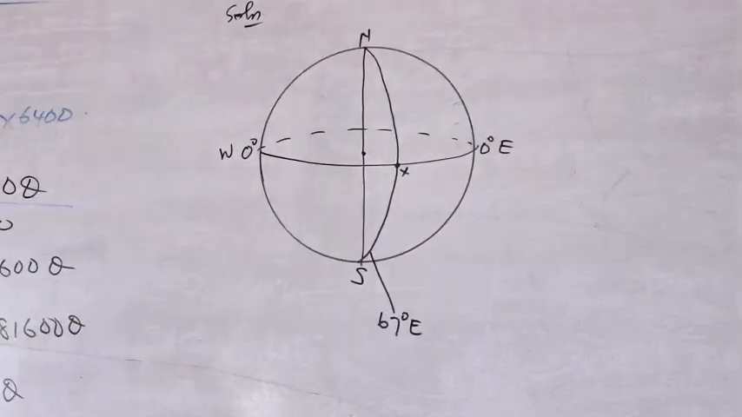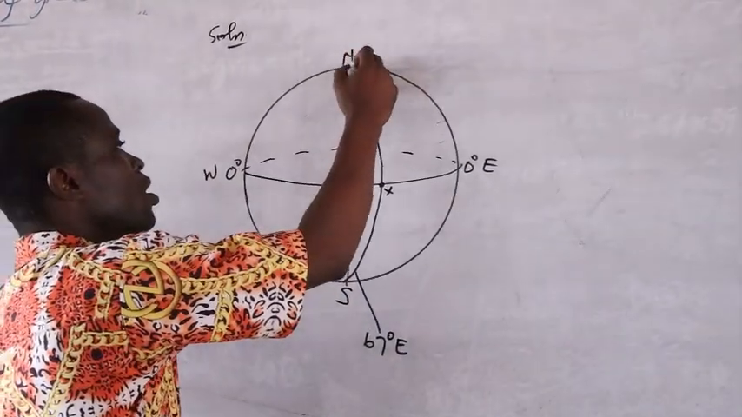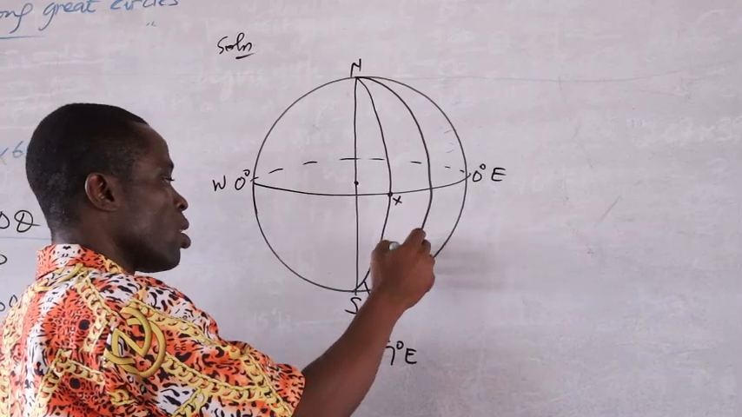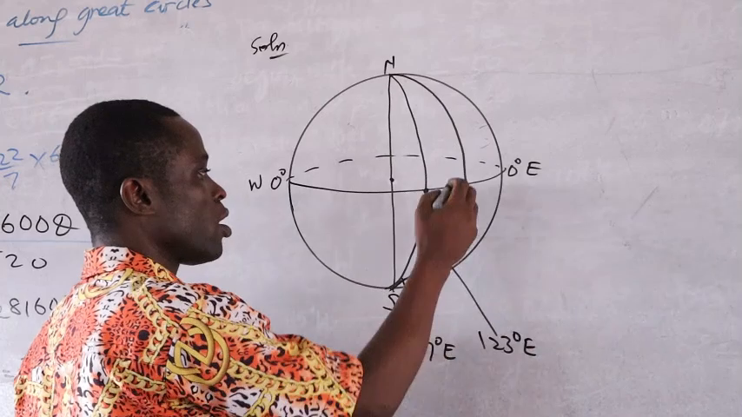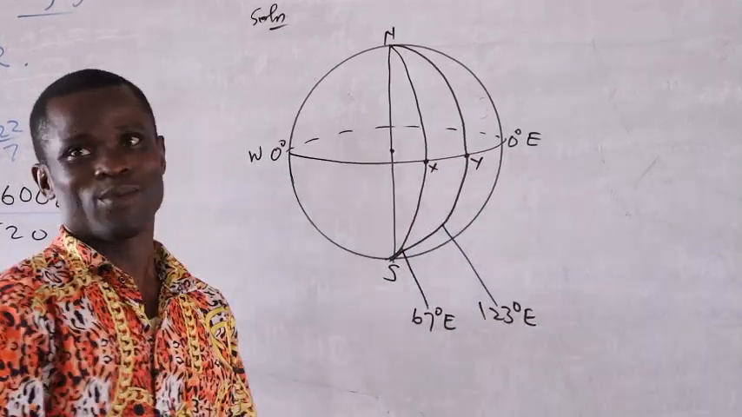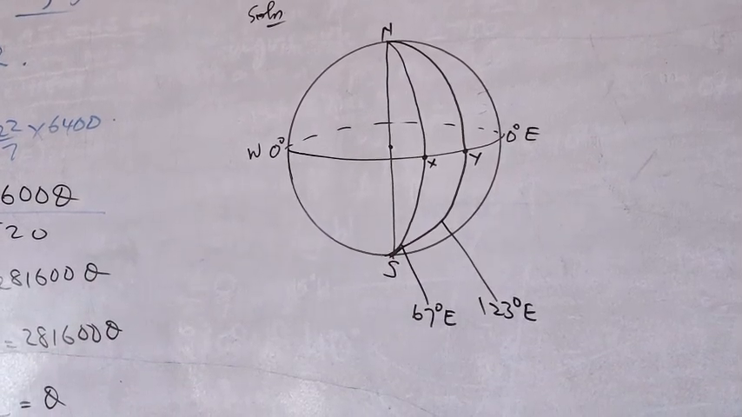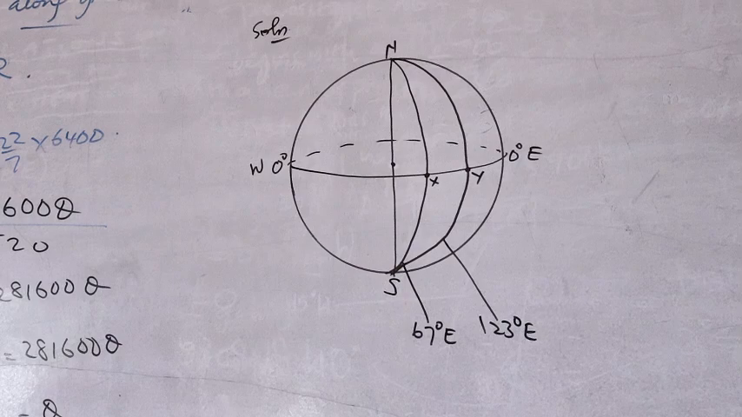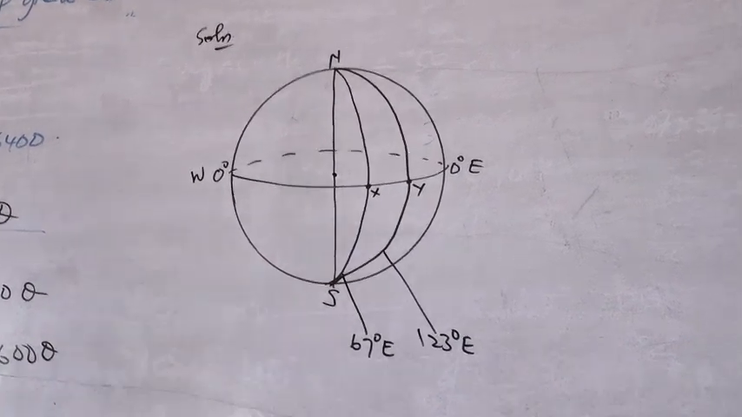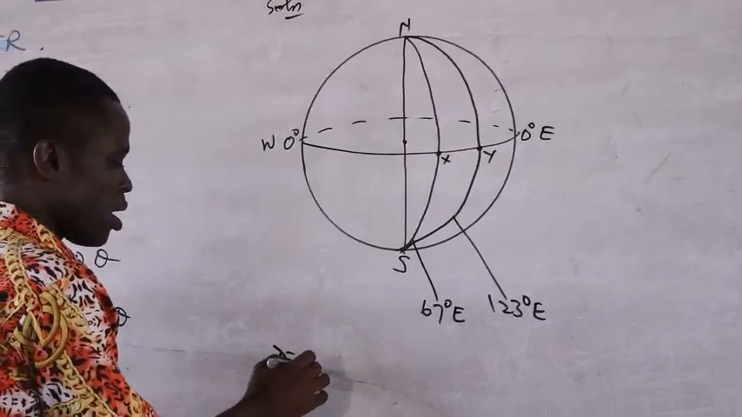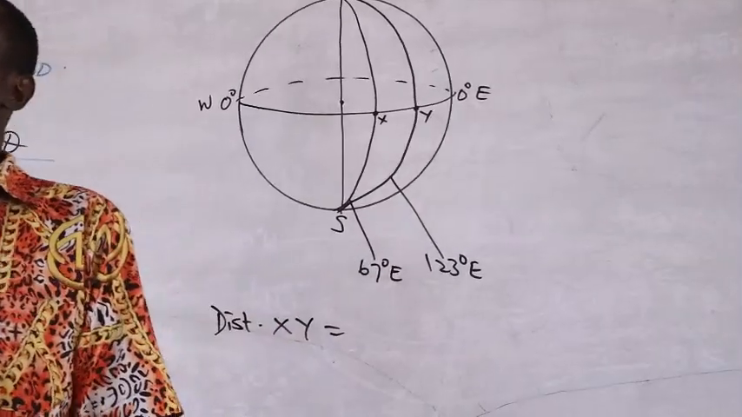And 123 degrees east again. 123 degrees, and this is point Y on the equator. Now, the first question is to find what is the distance between them along the equator. I can say distance XY. But my question is this: if you know it, raise up your hand.